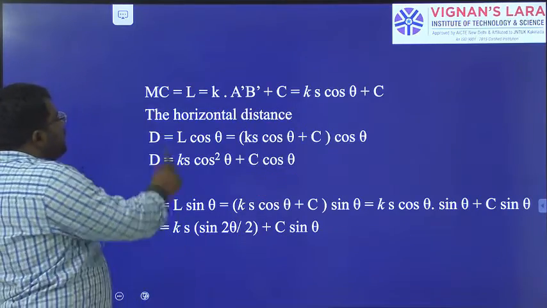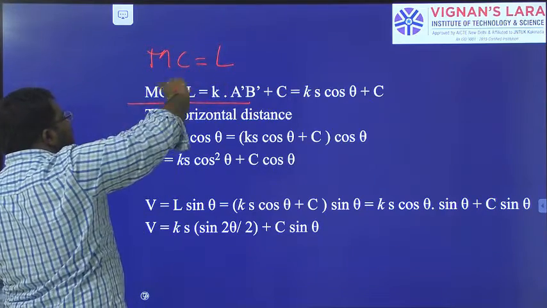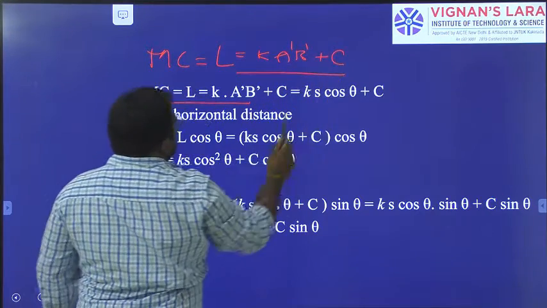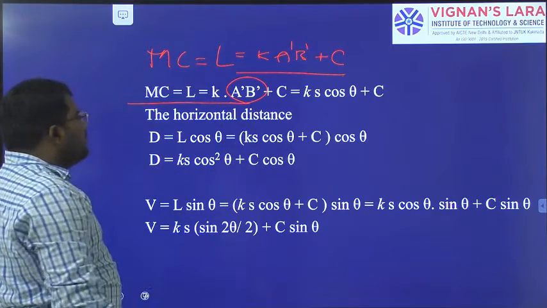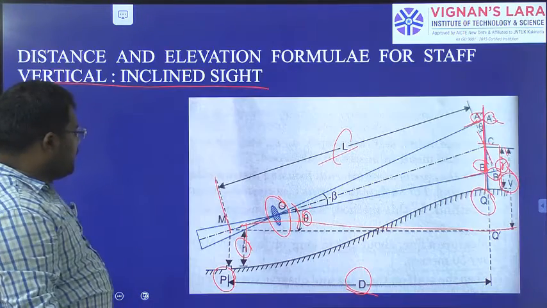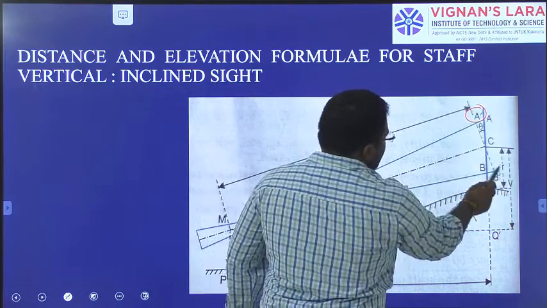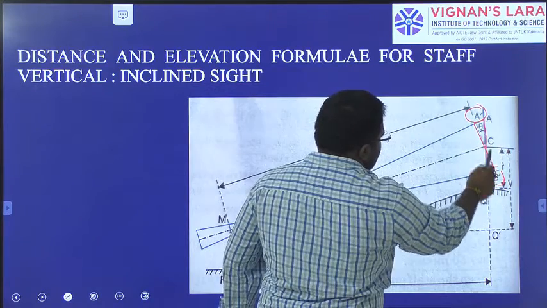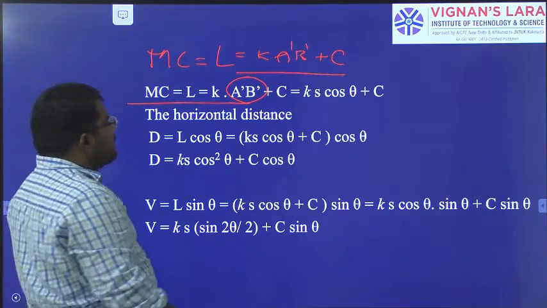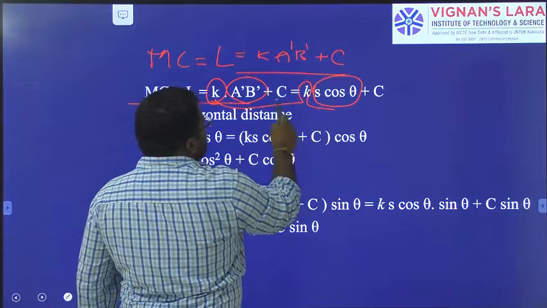Now from here, MC will be equal to L, the inclined distance, and this will be equal to K into A dash B dash plus C. What is A dash B dash? If you take it here, there is the angle theta, so A dash B dash is equal to S cos theta. Therefore L is equal to K S cos theta plus C.